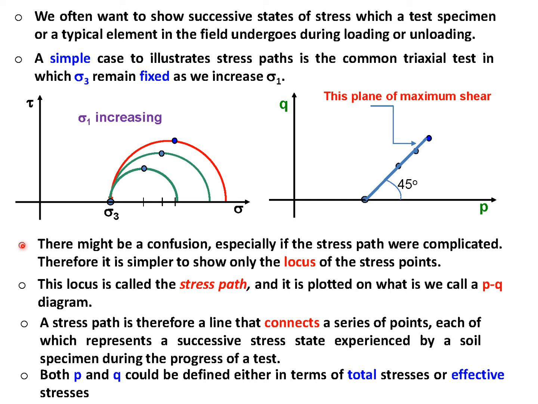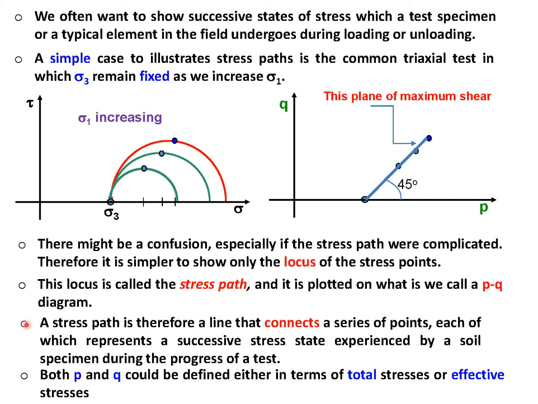There might be a confusion, especially if the stress paths were complicated. Therefore, it is simpler to show only the locus of the stress points, as you can see over here. This locus is called the stress path, and it is plotted on what we call a PQ diagram. A stress path is therefore a line that connects a series of points, each of which represents a successive stress state experienced by a soil specimen during the progress of a test.